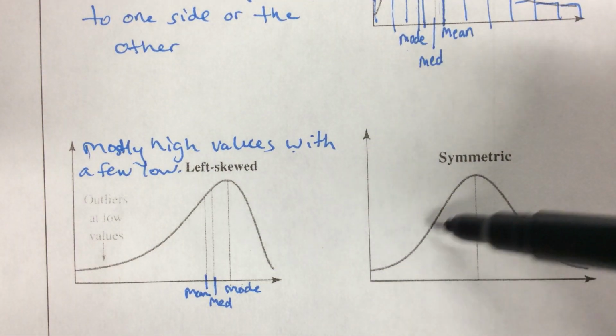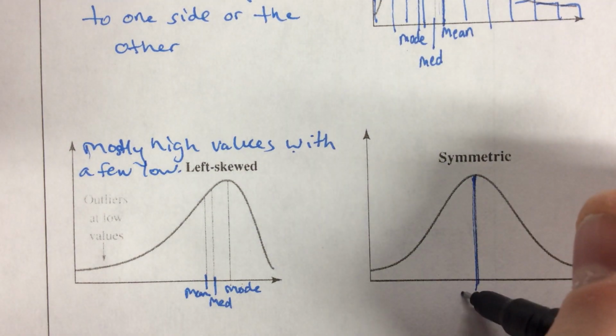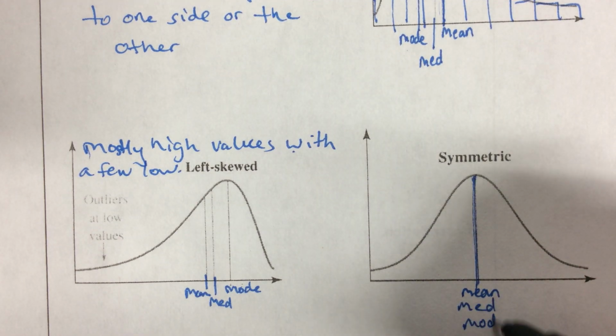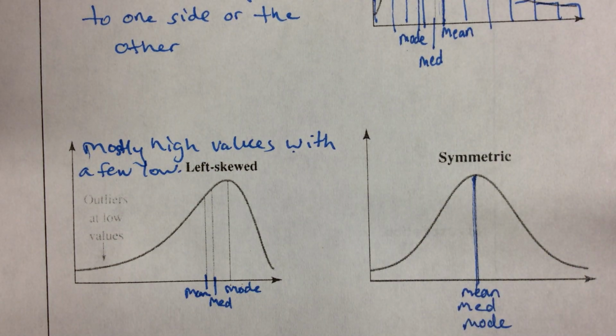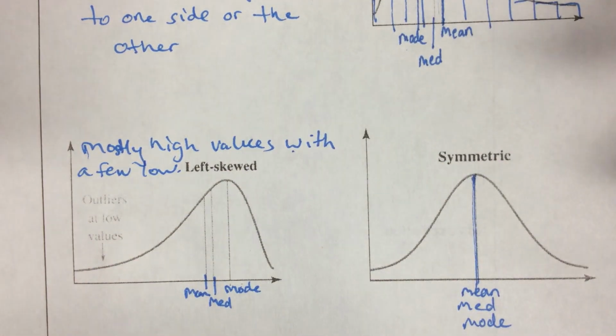Symmetric means it's all bunched up in the middle. So there's actually three lines here. Your mean, median, and mode are all pretty much the same. Okay, so now this is what the hills would look like if it was a histogram.